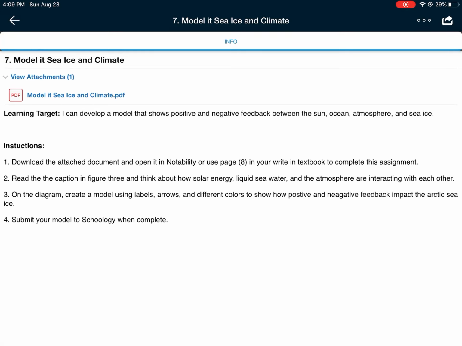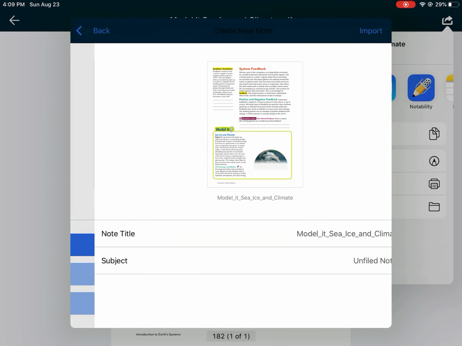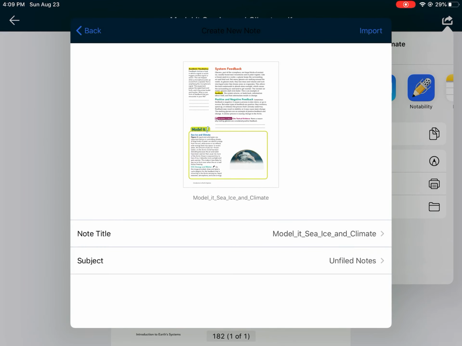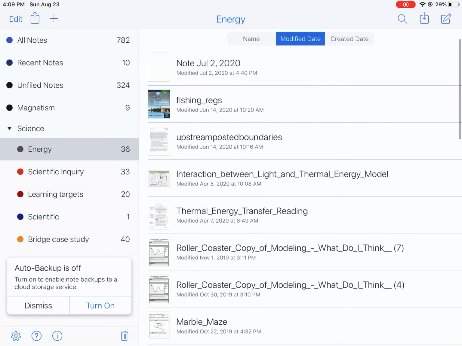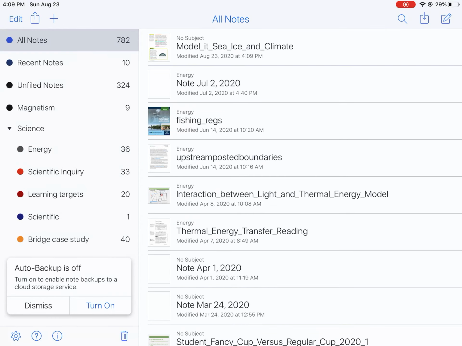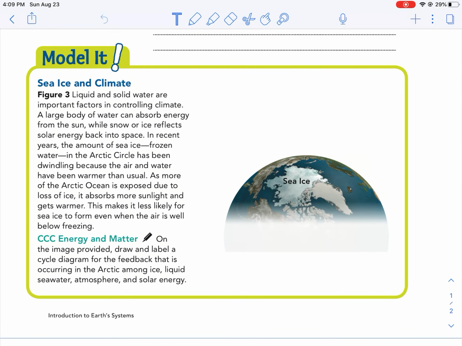Okay, so you're going to be downloading a PDF. So the PDF is right here, and we're going to be putting that into Notability so that we can write on it and draw on it. And create new note. So I'm going to go into Notability. And what we're going to be doing is working on this green box that says model it.